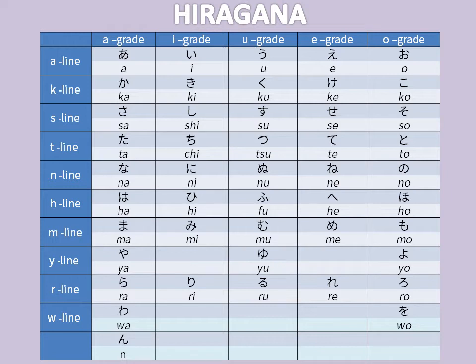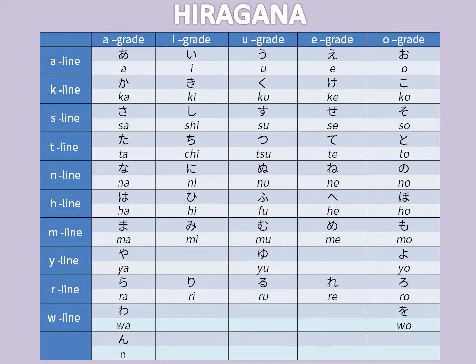The next one is the Na line. Na. Ni. Nu. Ne. No. Then the Ha line is Ha. Hi. Fu. He. Ho. Here there is an exception. The third one is fu.